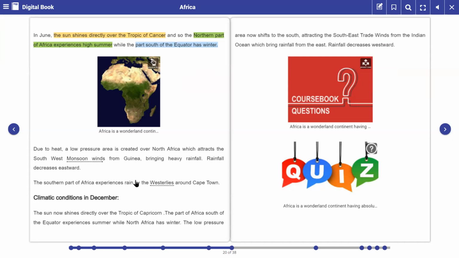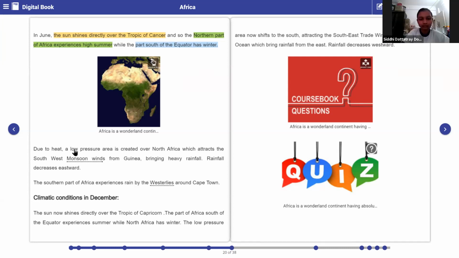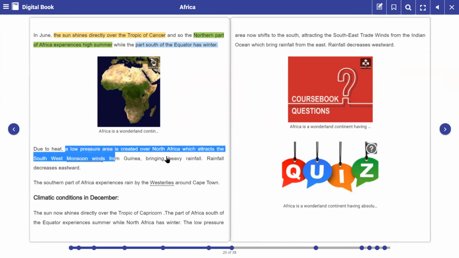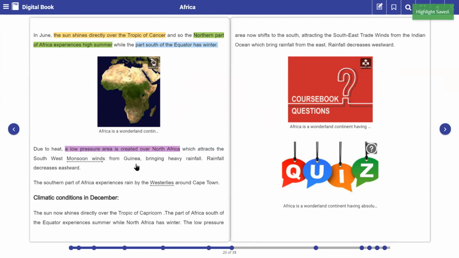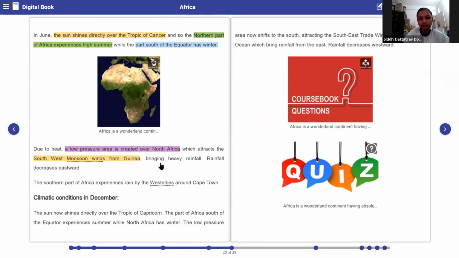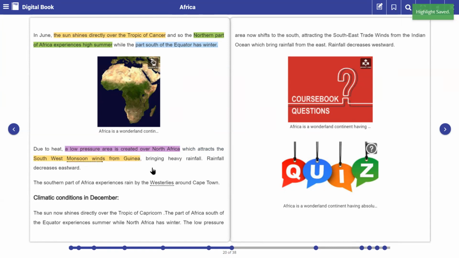Please underline this. Due to heat over North Africa, it is attracting what? The monsoon winds. Please underline monsoon winds. And because of the monsoon winds, what is happening? They are having heavy rainfall. But the rainfall is decreasing eastwards. So now this was all about the northern part.